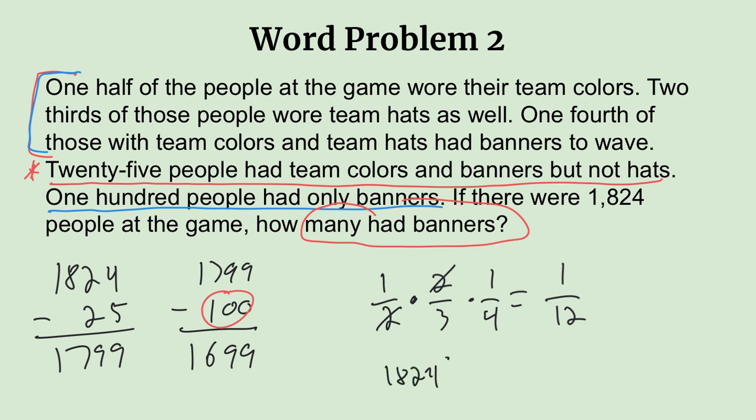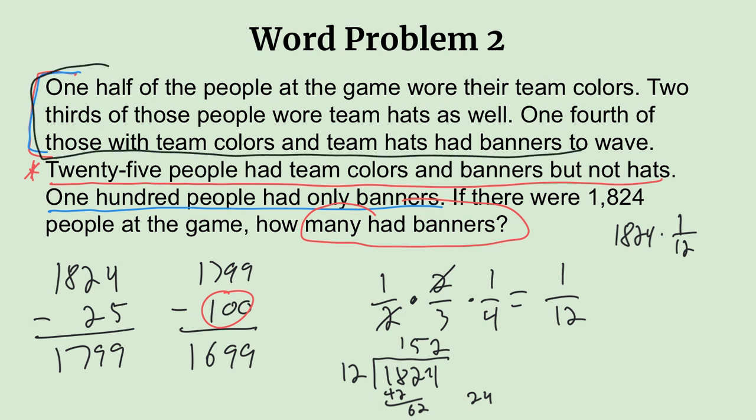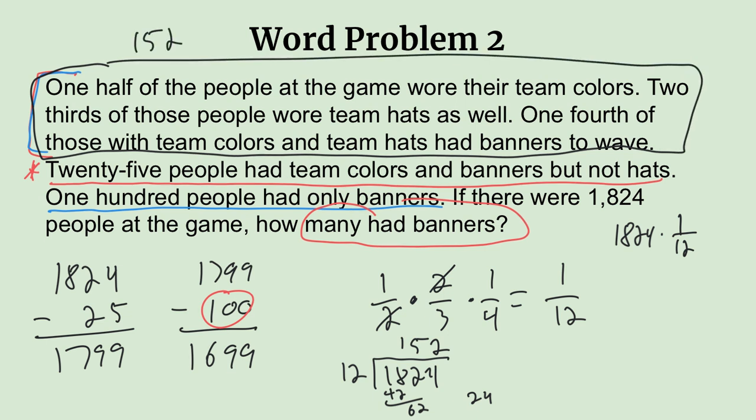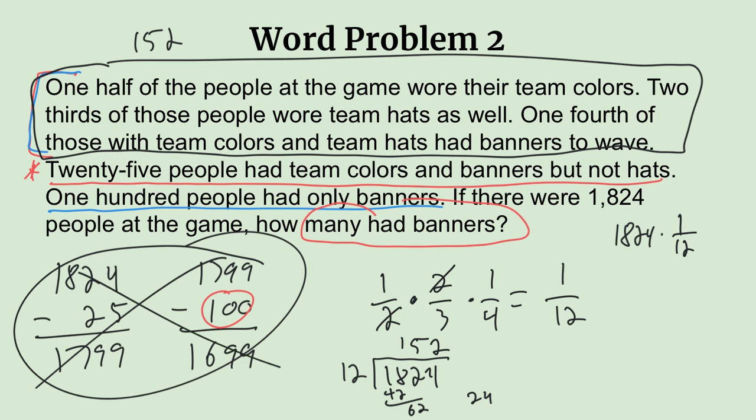So then we'll do 1,824 divided by 12. What we're doing is 1,824 times 1/12, which is the same as just dividing that by 12. 12 goes into 18 once. Subtract, we get 62. That's 5 times 60, so we get 24, 152. So there's 152 people who fit inside this category here. I just realized this was actually useless. That happens. So 152 people were inside that.